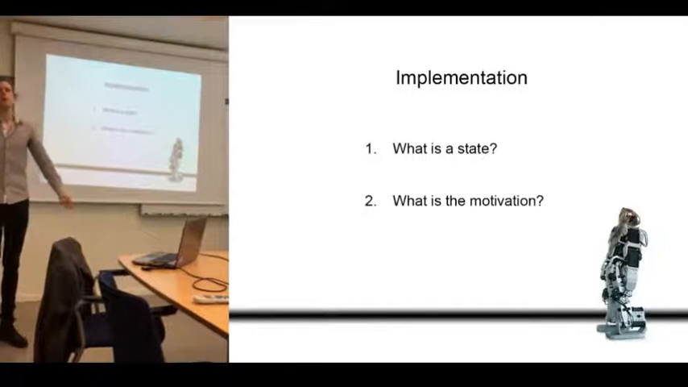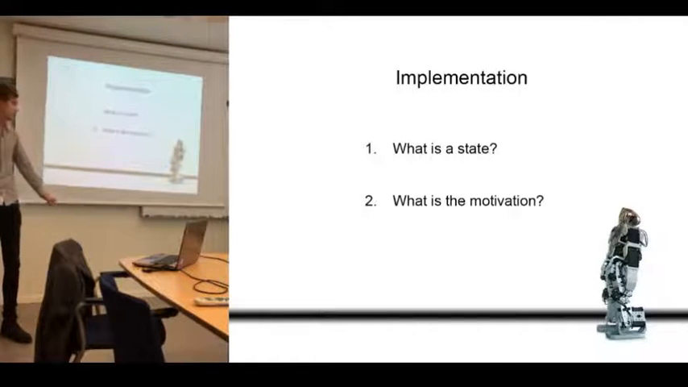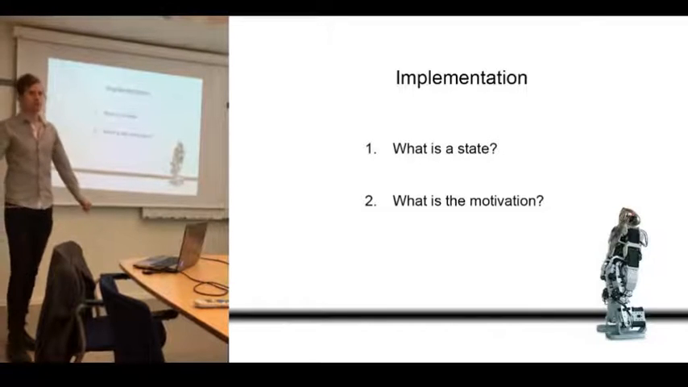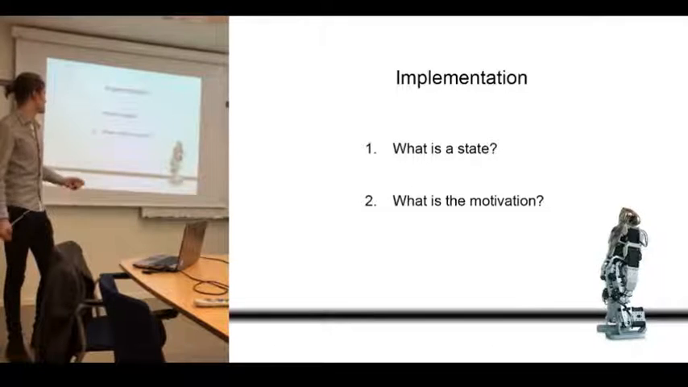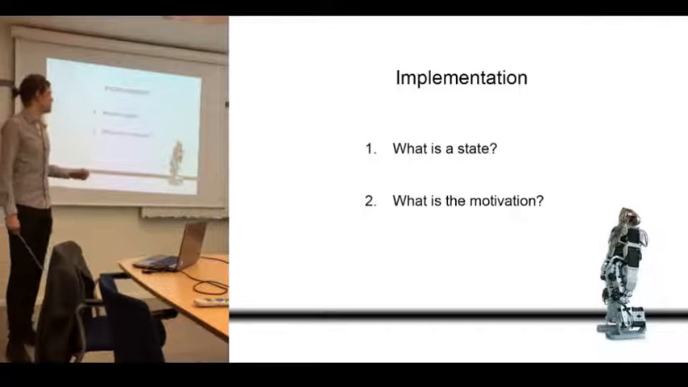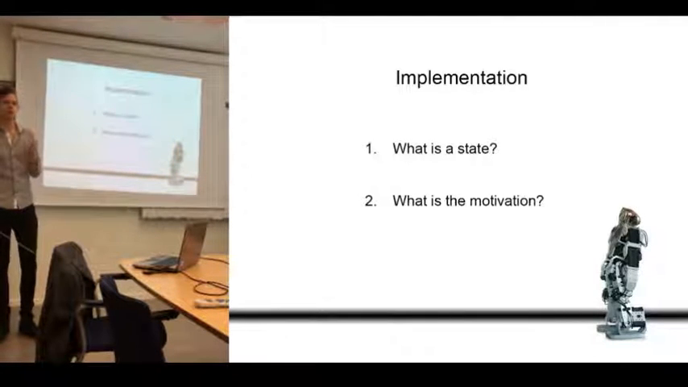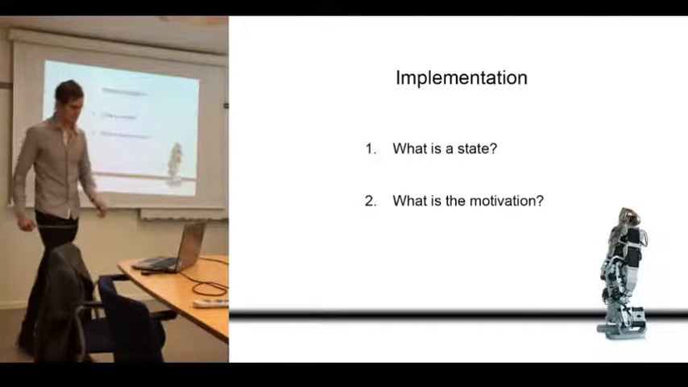Alright, when you implement a reinforcement learner, at least in my case, these are two very important questions. And that is, how do we define a state? And also, what is the motivation? What do we want to reward the robot for? What kind of behavior do we want it to learn?